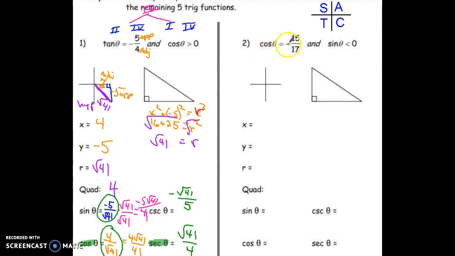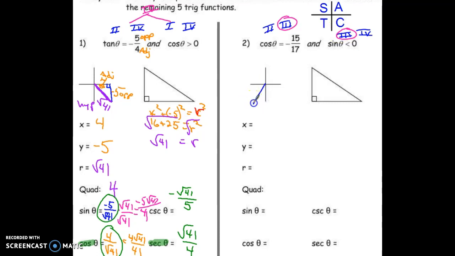This says cosine is negative. Well, it's not in these two quadrants. It's got to be in 2 or 3. So quadrant 2 or quadrant 3 is where my cosine is negative. And where is my sine negative? Well, it's positive up here, so it must be negative in 3 and 4. 3 and 4. Which one repeats? The 3. So, notice right here, I'll circle them. There's the 3 repeating. So I need to draw this angle in quadrant 3.